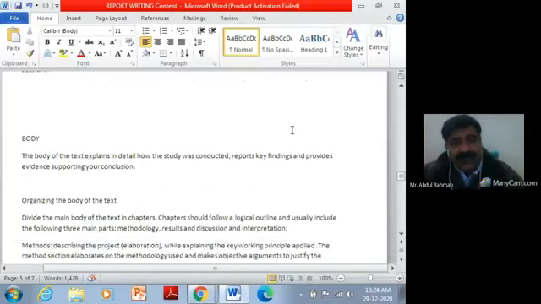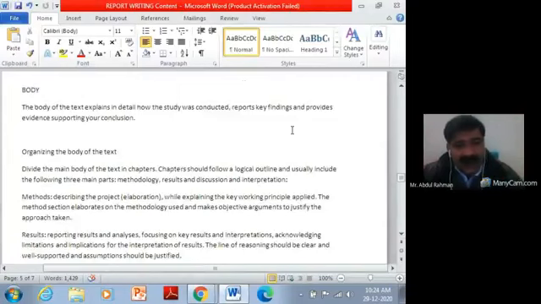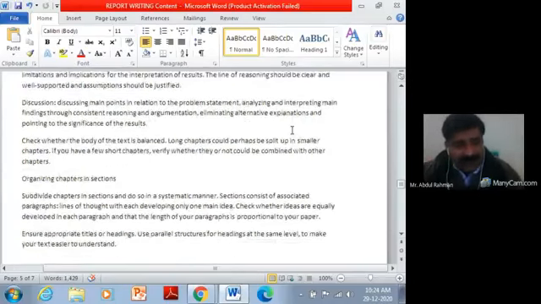Then, organizing the body of the text, divide all the body of the text into chapters: introduction, then literature review, then methodology, then results, then conclusion, right? Each section, for example introduction, is a main section, and within that main section there can be several subsections, and each section consists of paragraphs, and further each paragraph may have bullets, points, etc. in them.